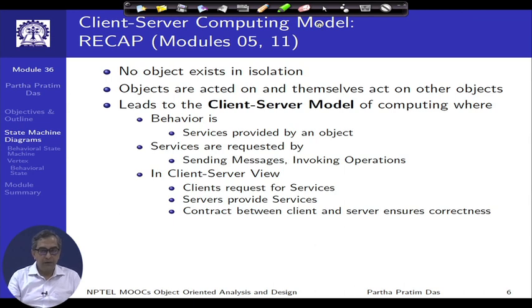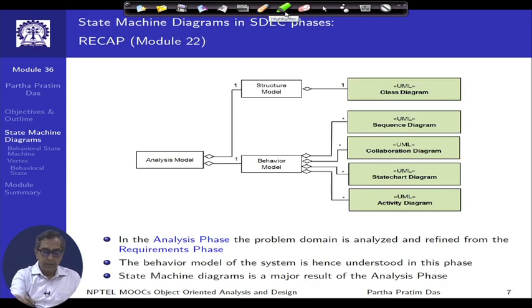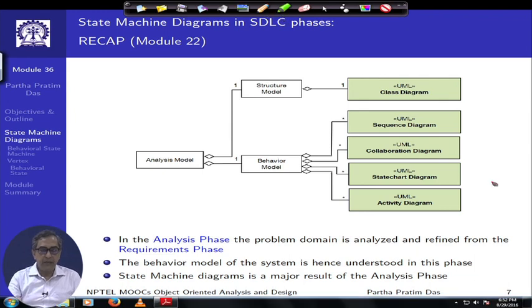We continue to refer to the client server model. I am sure by now you have understood and you are following the client server model pretty closely. In terms of the SDLC phases, the software development life cycle phases, the state machine diagram is first constructed in the analysis phase. It is also called the state chart diagram. Actually, the earlier name was state chart diagram. In the recent versions of UML, this is more frequently called a state machine diagram.